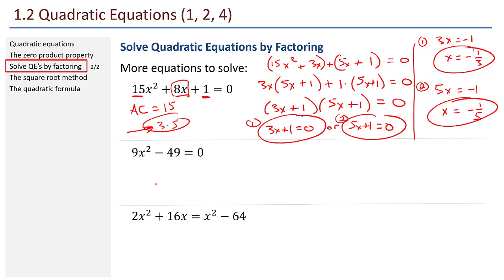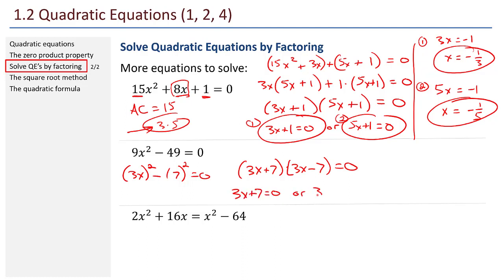This looks like a difference of two squares. And this 9x squared is really 3x being squared. And of course, the 49 is 7 squared. And so I can split that up as 3x plus 7 times 3x minus 7 equals 0. So either 3x plus 7 equals 0 or 3x minus 7 equals 0.